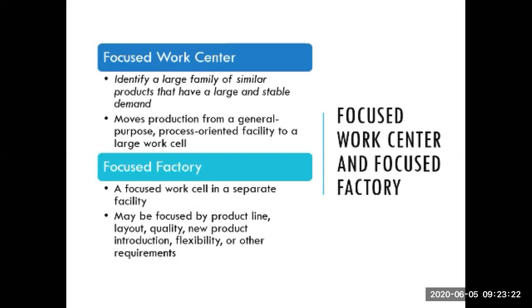For example, if you build separate plants that produce only seat belts... The dashboard, for example, is produced in the same factory, but they have their own work center only to focus on dashboards. The workers focus on producing dashboards only, or bumpers only, but in the same factory. But let's say they build a new plant just to produce seat belts or exhaust, in a different factory. That is what we call a focus factory.